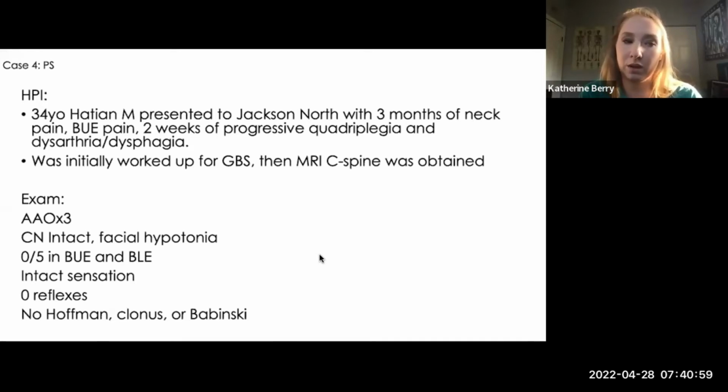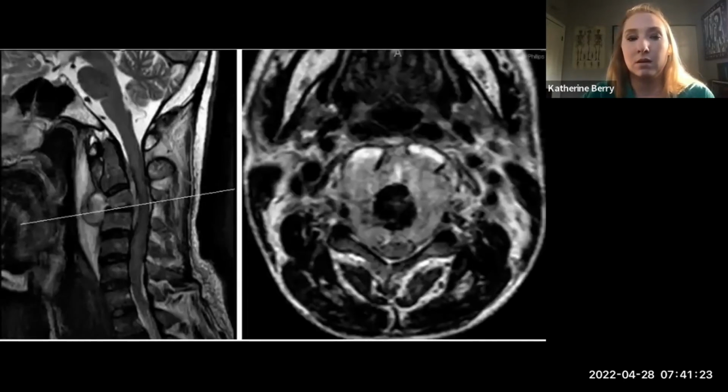His exam is awake, alert. His cranial nerves are intact, but his facial muscular movement is extremely decreased with hypotonia. And then in the arms and legs, he's 0 out of 5 throughout. He does have intact sensation with no sensory level. He's areflexic. He has no abnormal reflexes such as Hoffman, clonus, or Babinski. So here's our first image. What do you see, Damien?